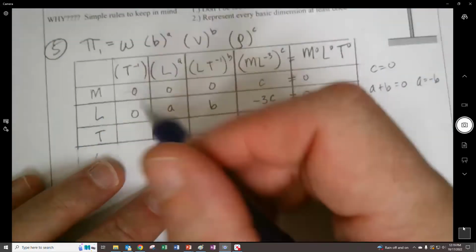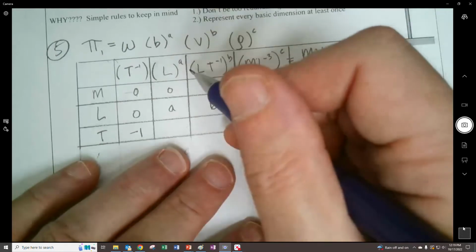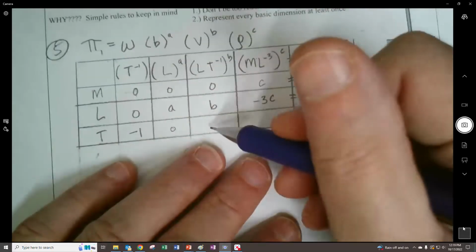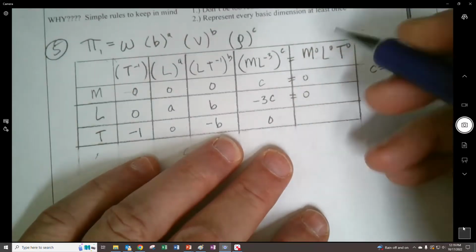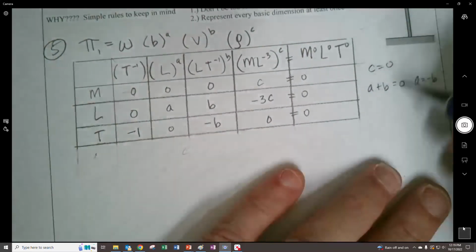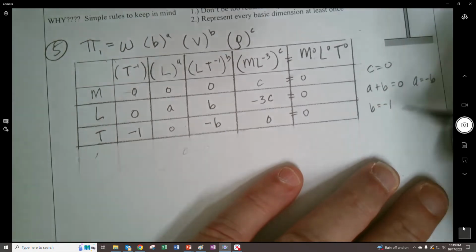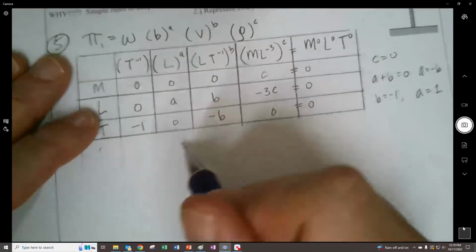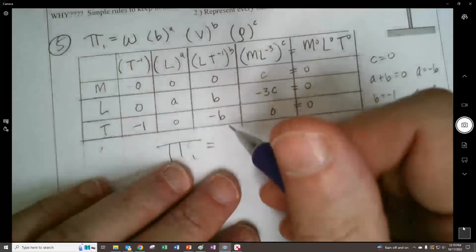And then lastly, okay, here's where we have a number finally. Negative 1, nothing here. We have a negative B, and then nothing here. So what we find is that B is equal to negative 1. And therefore, A is equal to positive 1. And so our first pi term is, let's do it this way.